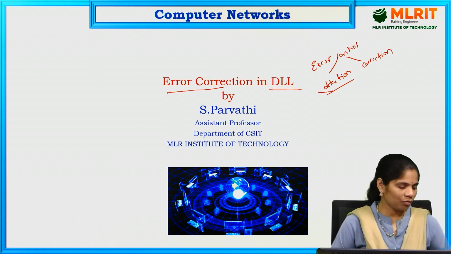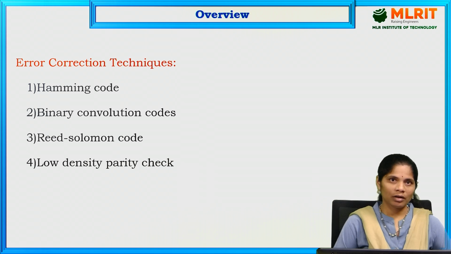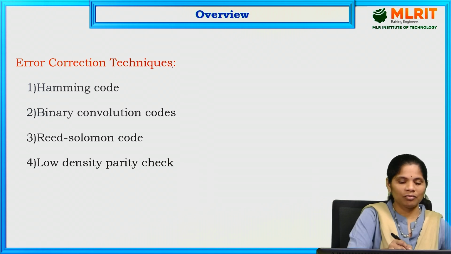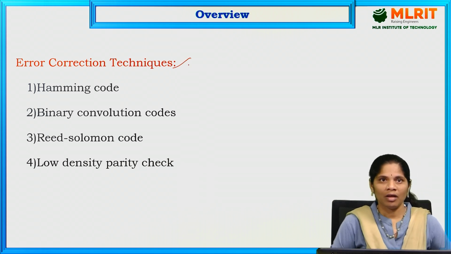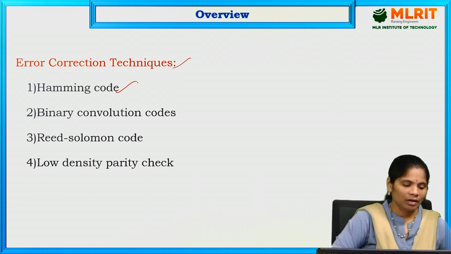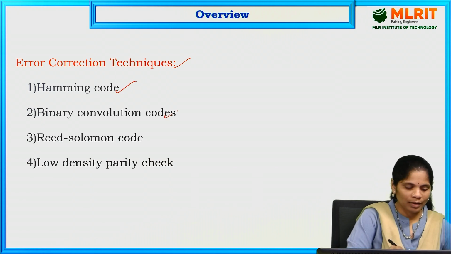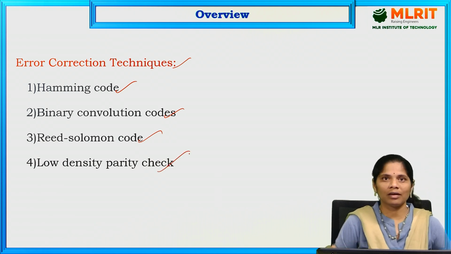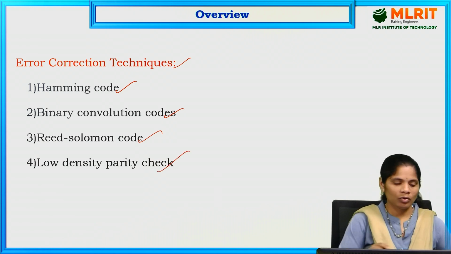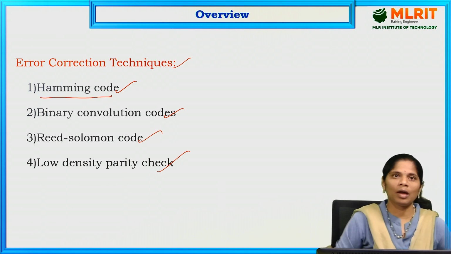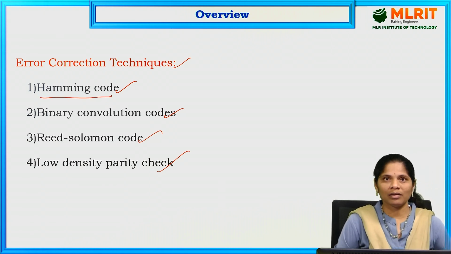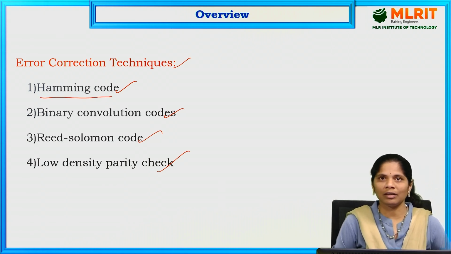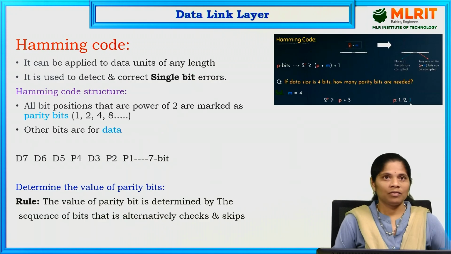First, let us see the overview of today's session. These are the error correction techniques we are going to use to correct errors. The first one is the Hamming code, then binary convolution codes, then Reed-Solomon code, and finally low density parity check codes. Today's session we are going to discuss the Hamming code, and how, by using Hamming code, we can correct errors in the data link layer. First, what is Hamming code?